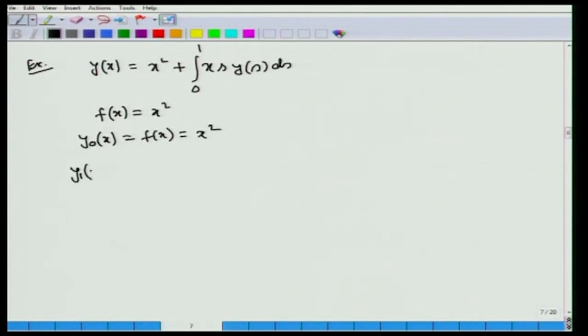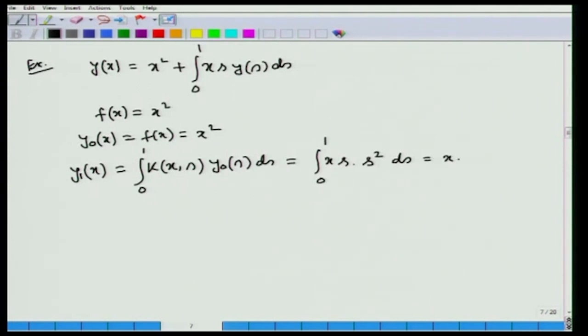Next, we can calculate y 1 x is equal to integral 0 to 1. As per definition, this is k x comma s y 0 s d s. Now, y 0 x is actually equal to x square. So, you will have integral 0 to 1 x s, this is the kernel, then s square, this is actually y 0 s d s, and after integration you will have x s to the power 4 by 4 from 0 to 1. So, this is equal to x by 4. So, this is the first iterate actually, by substituting y 0 x there.